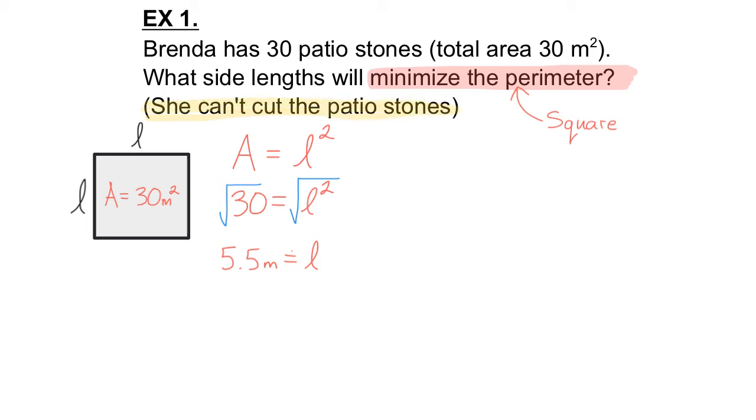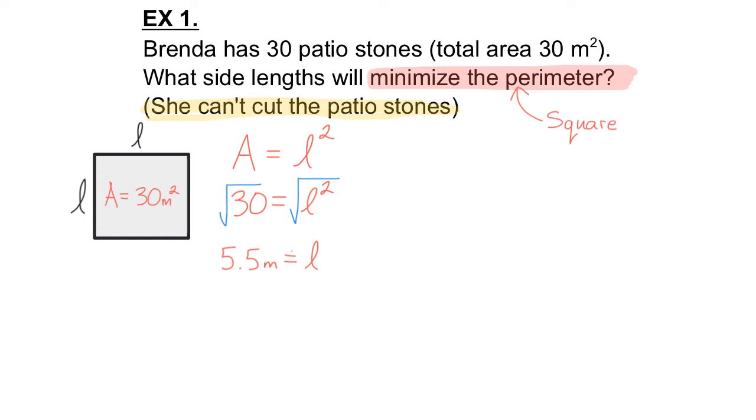So it doesn't really make sense that we would have 5.5 meters in length. So what do we do with this? We don't have the right answer. We can't have 5.5 meters by 5.5 meters because that would involve cutting the patio stones. So there has to be a way to work around this.